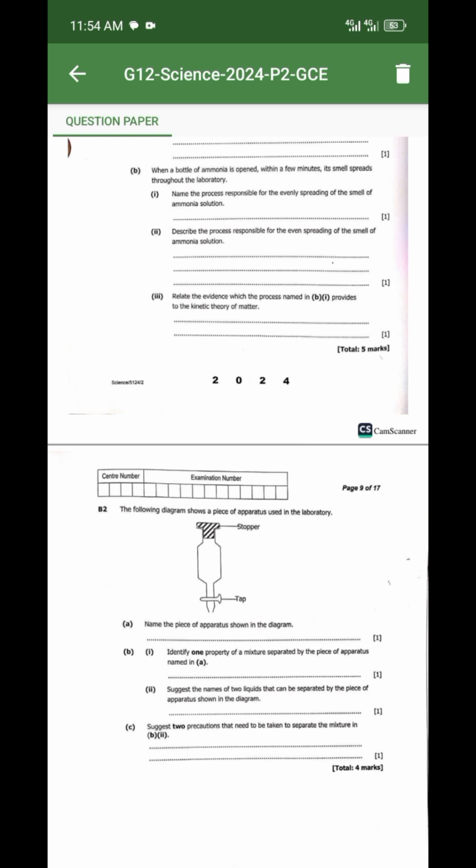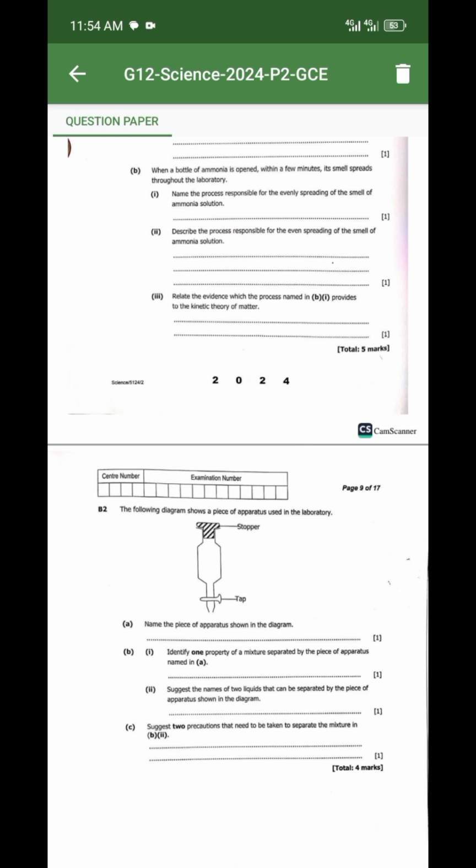Then B2: suggest the names of the two liquids that can be separated by the piece of apparatus shown in the diagram. So here the answers are water and oil.